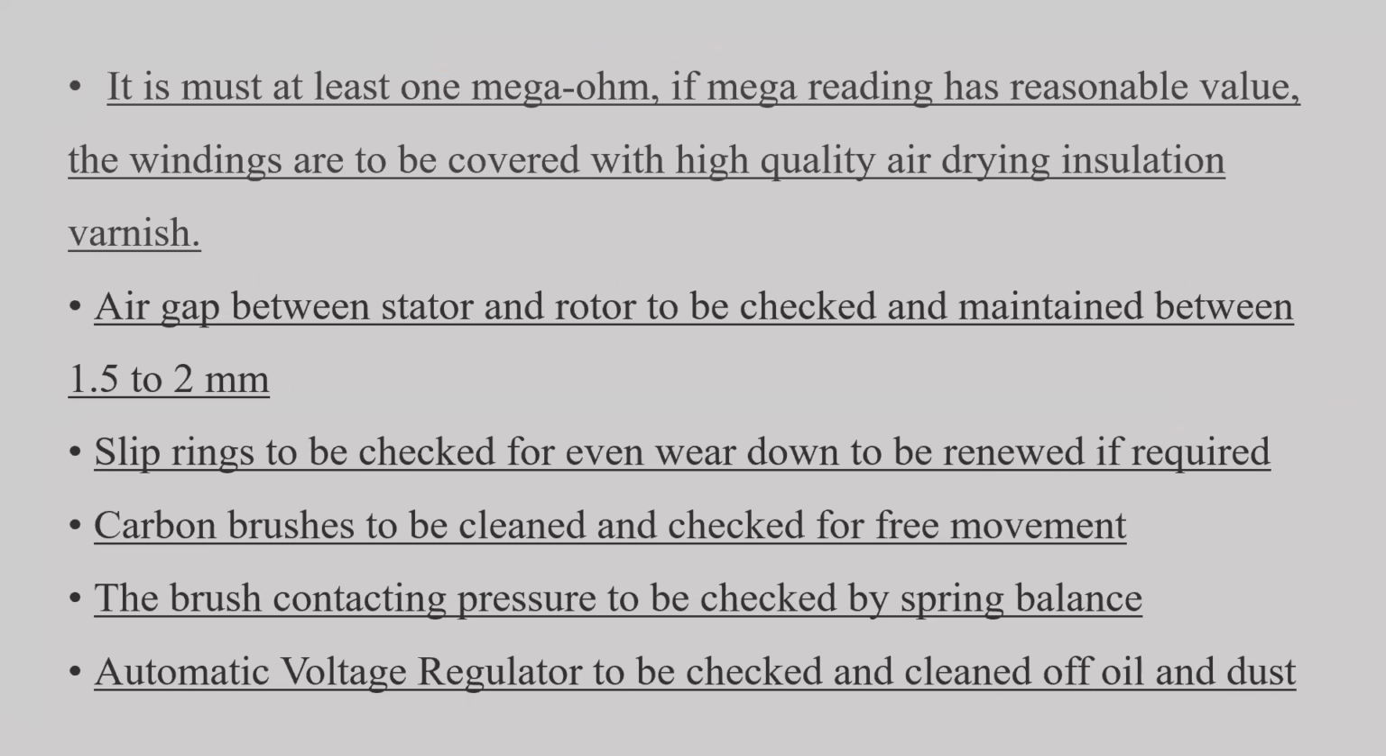If it is less than that, we have to try to remove the dust particles present inside the winding. In any maintenance, the first option is to clean it first. So clean and remove the dust particles, do dry insulation varnishing, and try to improve the insulation resistance. If it is still not improved, then you have to check the winding. If any winding breakage is there, then you have to rewind the system. So IR is very important.